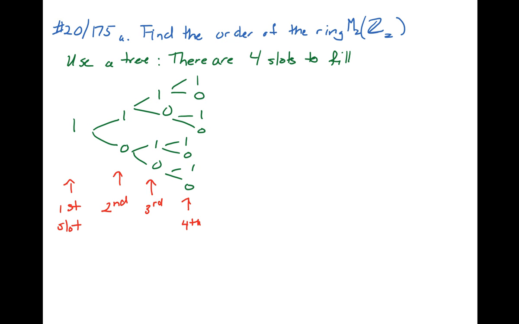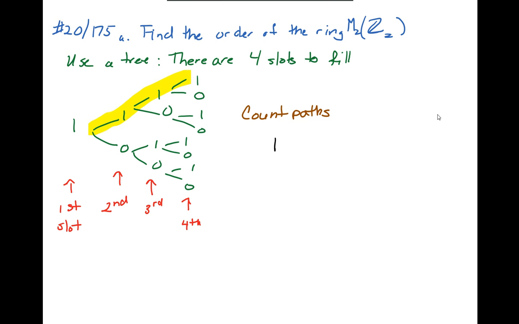Well, we can use a tree. There's really 4 slots in a 2 by 2 matrix to fill. And you can consider each one of these branches as a slot and make a path. So you could start in the first slot with a 1. In the second slot, it branches out to be either a 1 or a 0. In the third slot, it could be 1 or a 0, 1 or a 0. So you just make the choices. And then you count the number of paths.